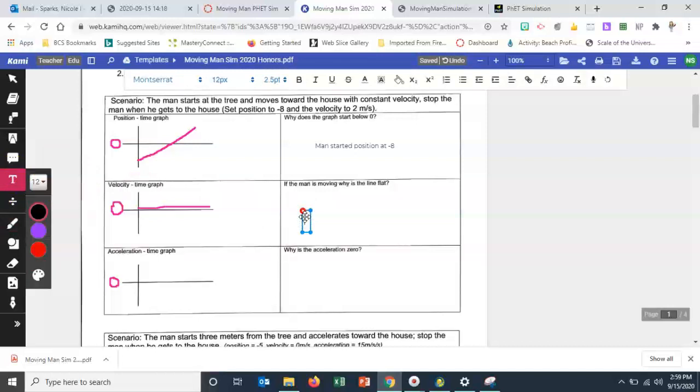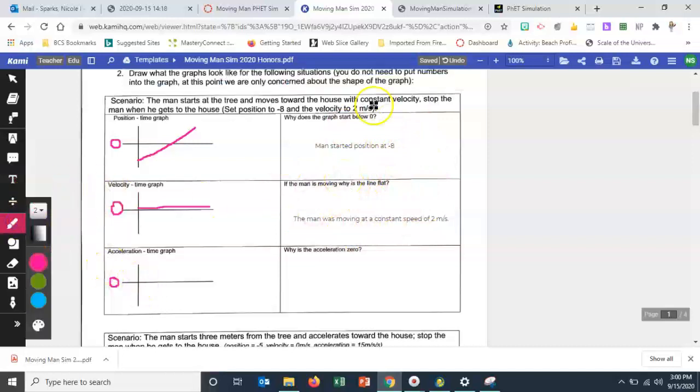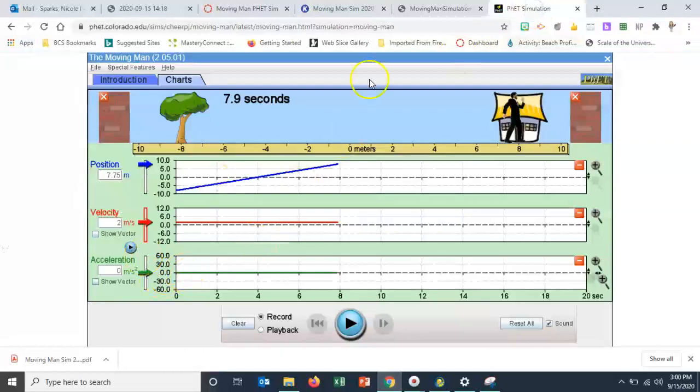So if the man is moving, why is the line flat? The line is flat because it was a constant speed. So the man was moving at a constant speed. Let's even be more detailed: speed of 2 meters per second. So that's qualitative information, then I've even added some more quantitative information. So then acceleration, there was no acceleration. It was at 0. So if you think about what we're looking at here, it was completely at 0.